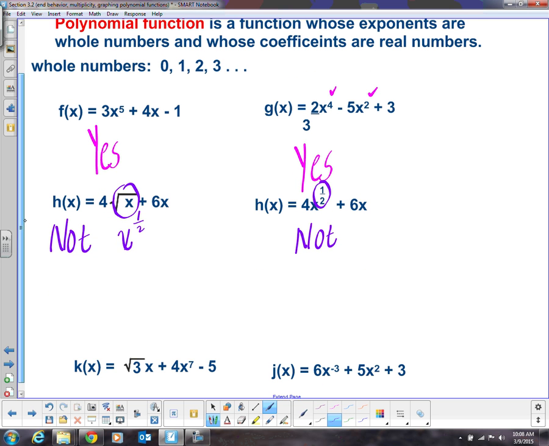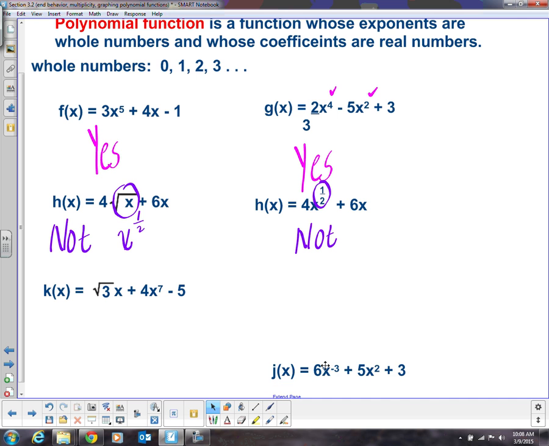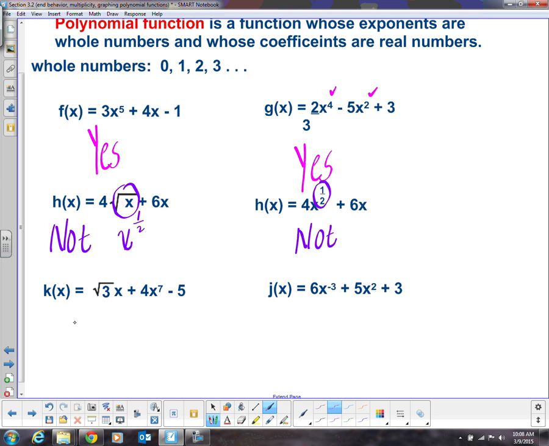Do I have any more? Now, what about this one? Okay, but there's a square root. Why is that square root okay? Right, see how it stops short of x? And so that's x to the first, that's x to the 7th. What about this one? Why not? Because that's an exponent of -3, which ultimately puts it in the denominator of a fraction.